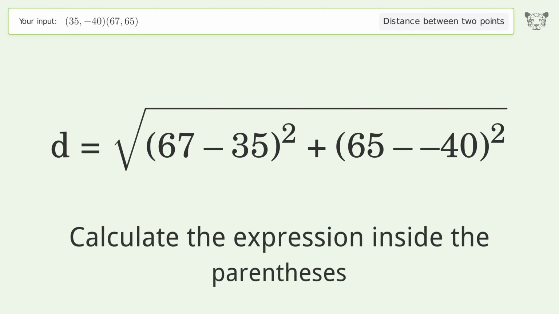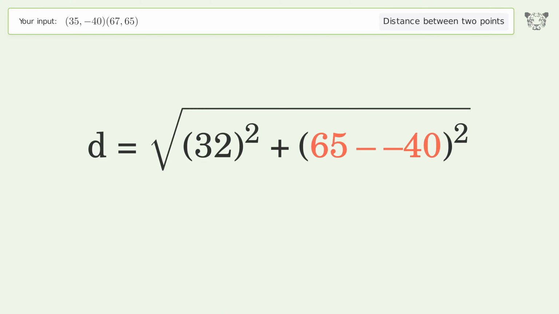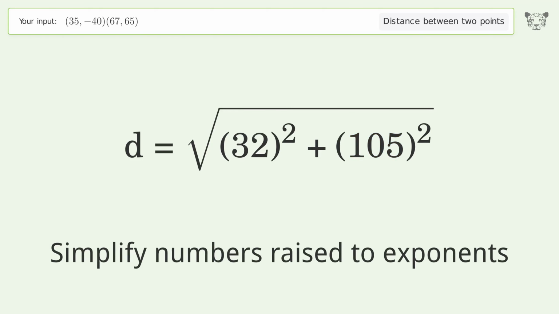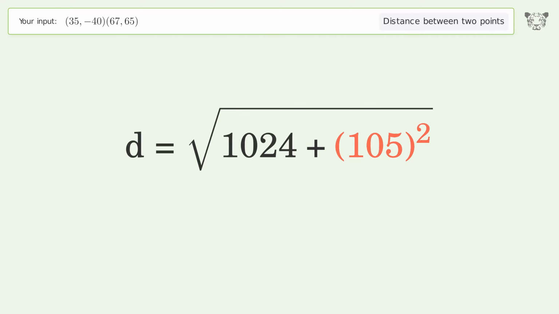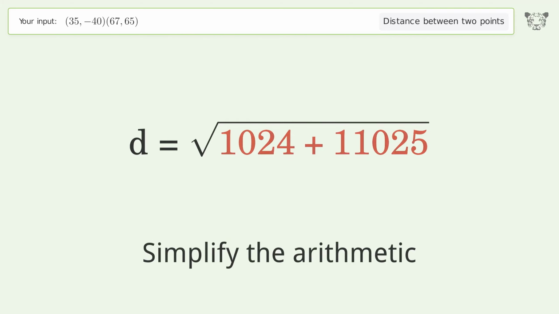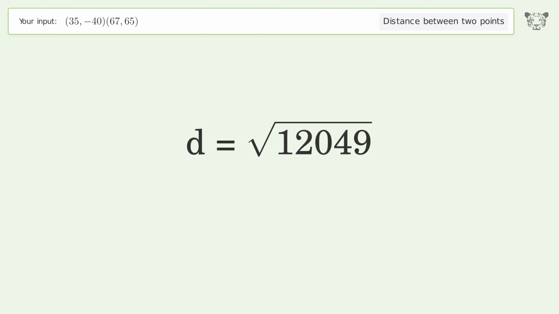Calculate the expression inside the parentheses. Simplify numbers raised to exponents. Simplify the arithmetic. And so the distance between the 2 points is the square root of 12,049, or 109.768.